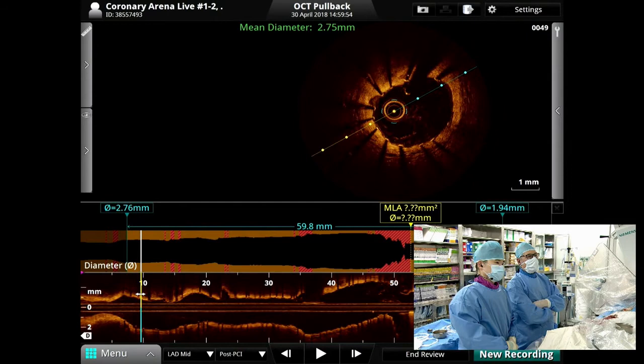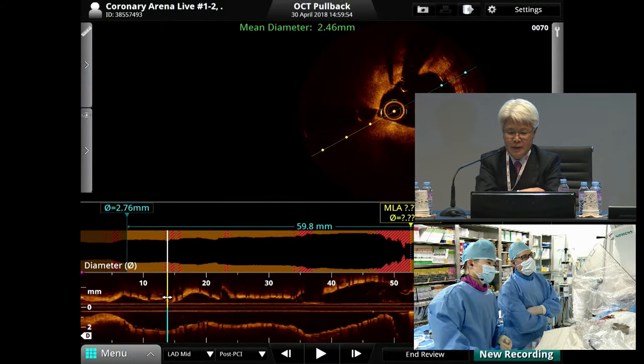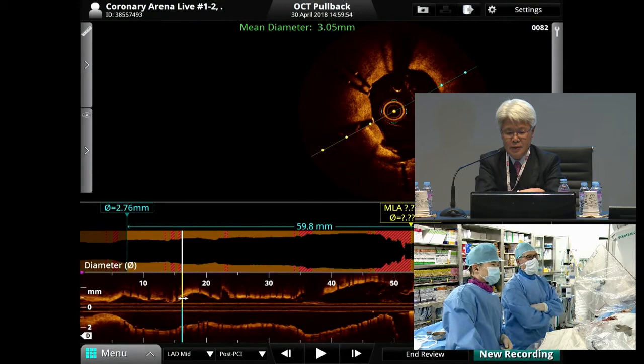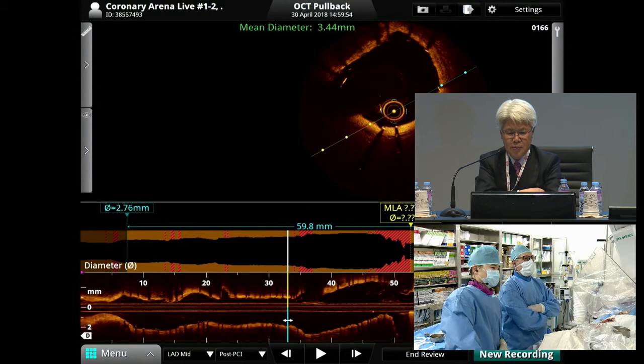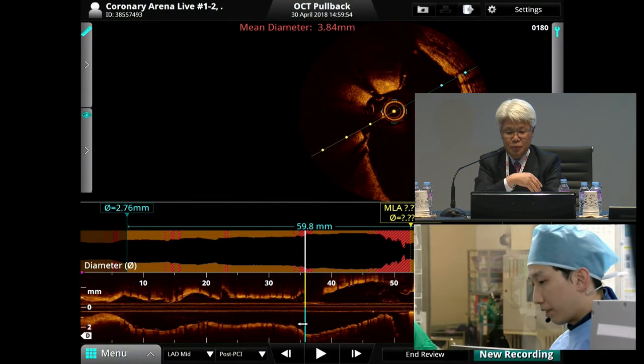Nearly symmetric, and the position is very fine. This is the branch. Now we have seen the bifurcation. Yeah, the branch is okay. Here is the proximal LAD. And here is the left main. Left main. And please move a little bit distal.